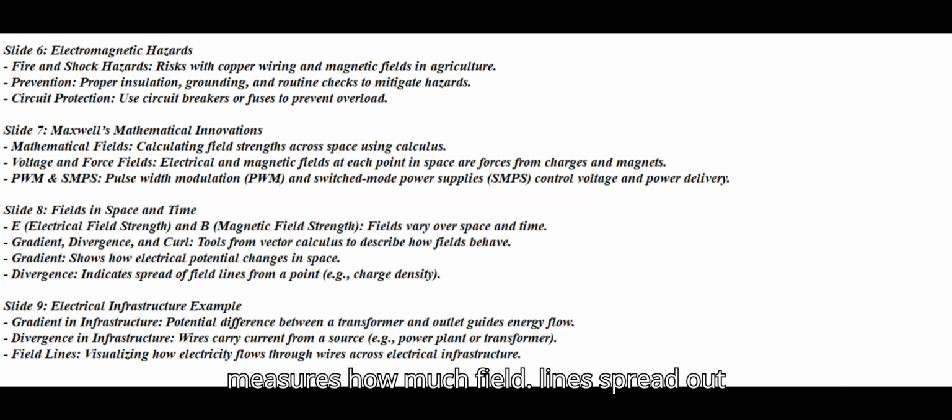Divergence measures how much field lines spread out from a point. Positive divergence indicates a source, like a positive charge, while negative divergence indicates a sink. In the case of power poles, the wires carry current from the power source, like a transformer or power plant. The gradient, divergence, and curl in electrical systems help us understand how energy moves through infrastructure. For example, the gradient shows the potential difference between the transformer and the outlet, and the divergence helps us visualize the spread of electrical current. These concepts are fundamental to understanding how electromagnetism works in both natural and engineered systems.